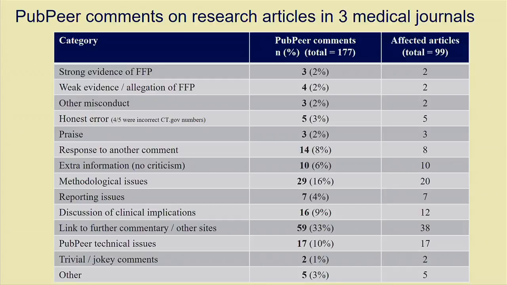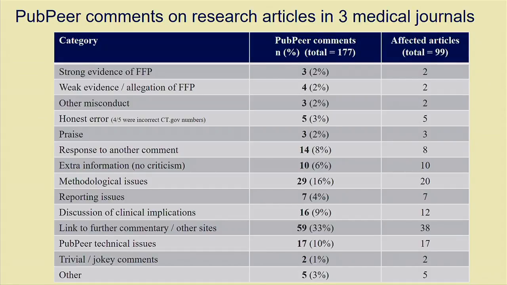So of all the comments that they looked at, of the 177 that were related to these 100 articles, 2 articles could potentially be FFP. 2 were allegations of FFP. Of the 2 that were FFP, one was the one I showed you where there was believed to be image manipulation in the article. The other one was where a whistleblower posted that the time of data collection written in the article could not be true because that was not when data collection occurred, so the data presented is most likely fabricated.